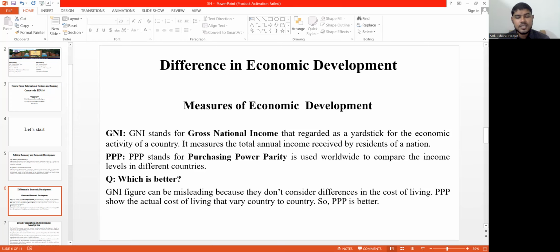GNI figures are misleading because they do not consider the actual cost of living, but purchasing power parity shows the actual cost of living from country to country. For example, the cost of living in the USA and the cost of living in China is totally different. The actual cost in China is far cheaper than the living cost in the USA.